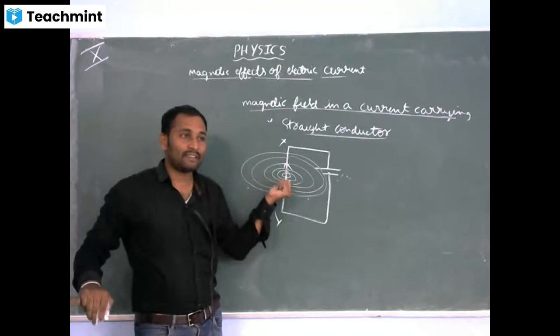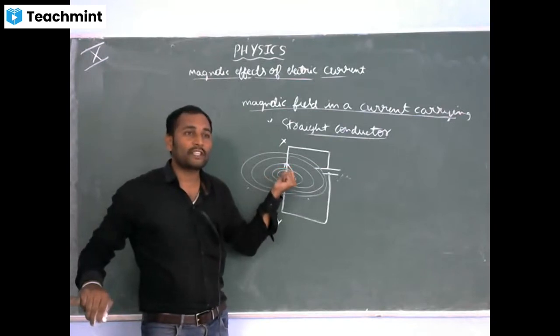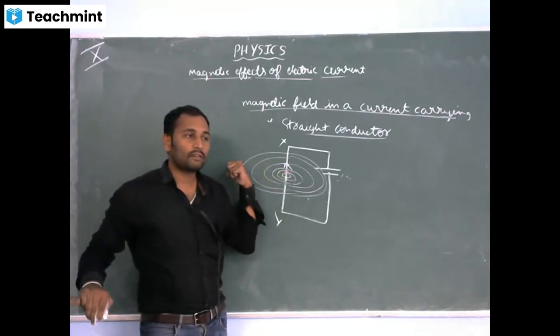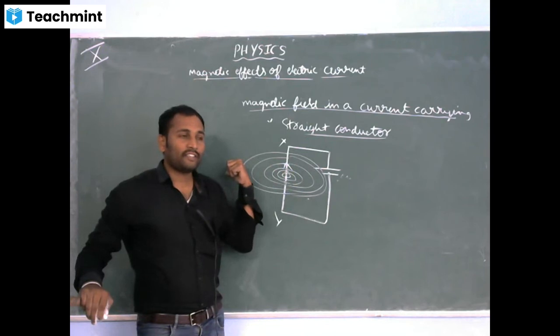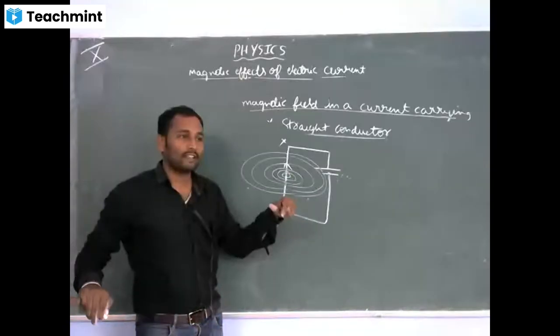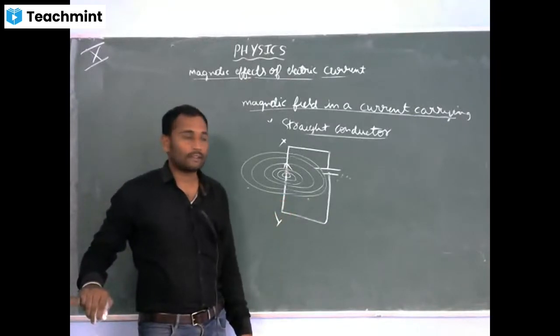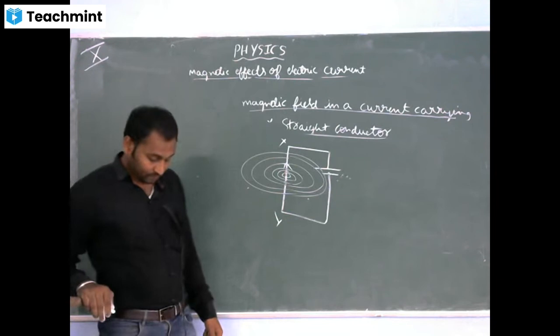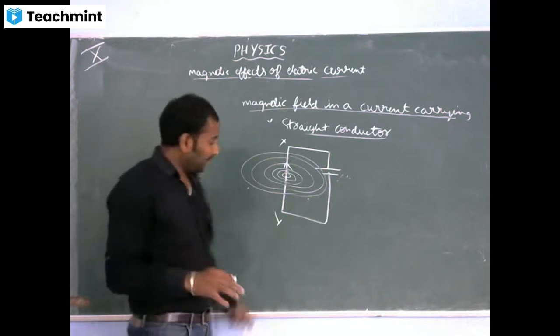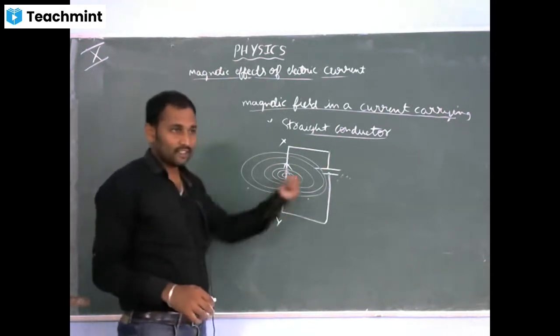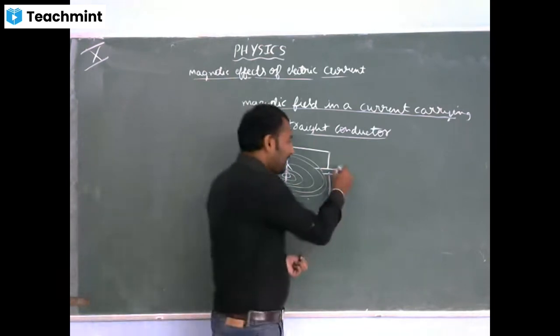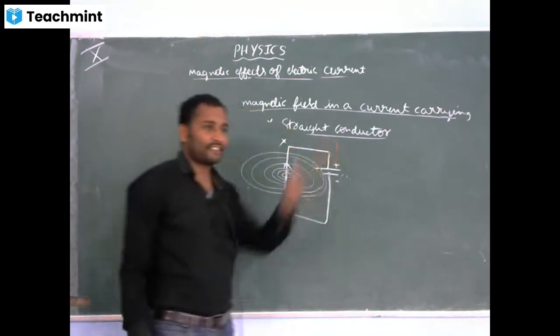Clear? That means the magnetic field strength is inversely proportional to distance. If distance increases, magnetic field strength decreases. If distance decreases, magnetic field strength increases. So now I will do one more experiment with this. I will increase the voltage.